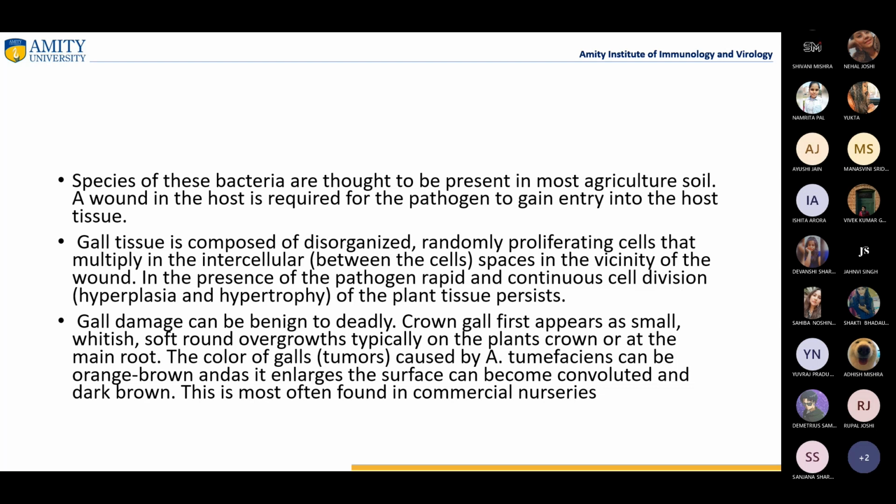Gall damage can be benign to deadly, and crown gall first appears as small whitish soft round overgrowths on the plant crown or at the main root. But then again, the color of the galls caused by Agrobacterium tumefaciens can be orange brown, and with a period of time it enlarges, and the surface can become convoluted and dark brown in color. This is most often found in commercial nurseries where plants are being grown for selling purposes.